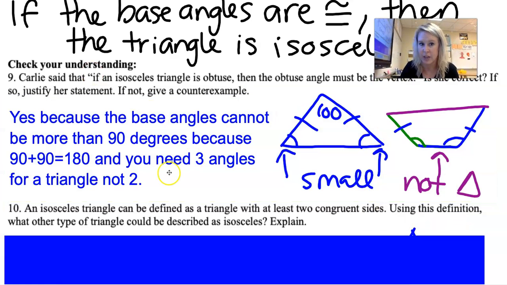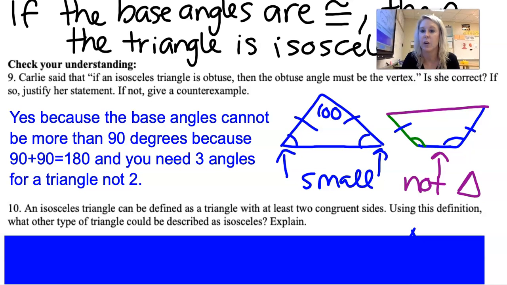Number 9. So Carly said, if an isosceles triangle is obtuse, then the obtuse angle has to be the vertex. Is she correct? Yes, she is correct. So we know triangles have to be 180 degrees, okay? So if a triangle is obtuse, that means one angle has to be more than 90, okay?